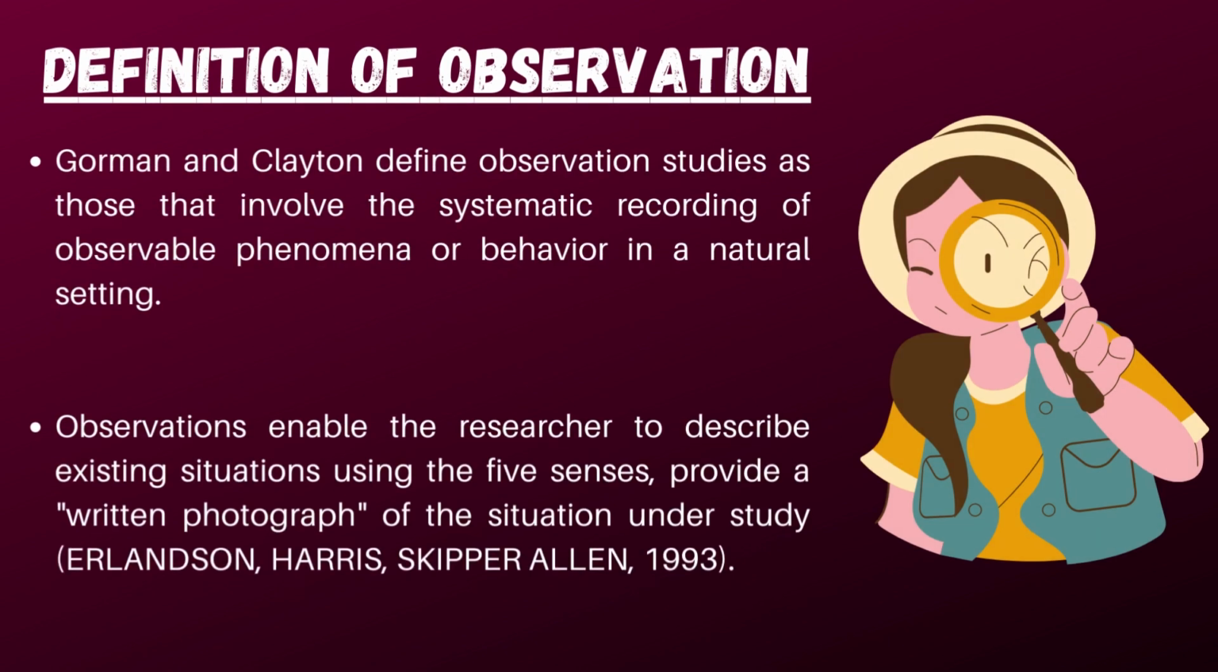Definitions of observation. According to Gorman and Clayton, observation studies are those that involve the systematic recording of observable phenomena or behavior in a natural setting. Another definition: observation enables the researcher to describe the existing situation using the five senses, and provides a written photograph of the situation under study.